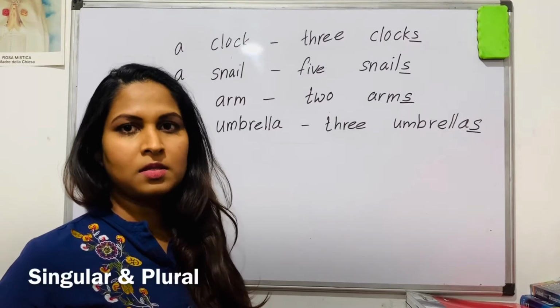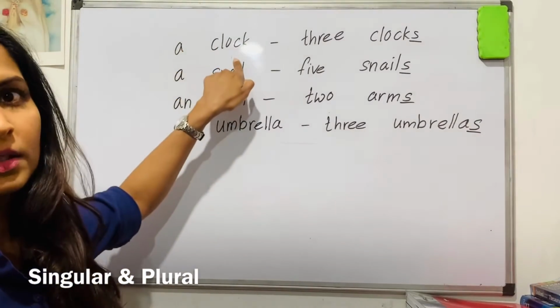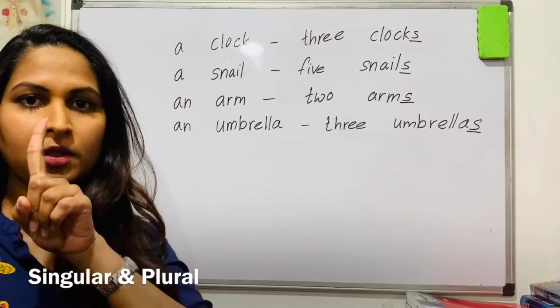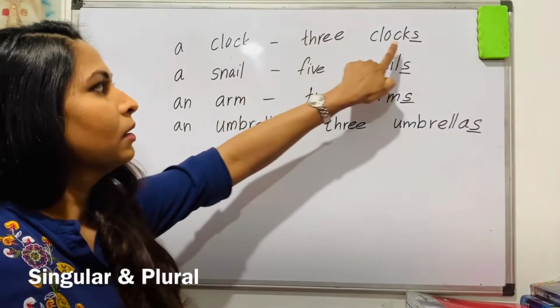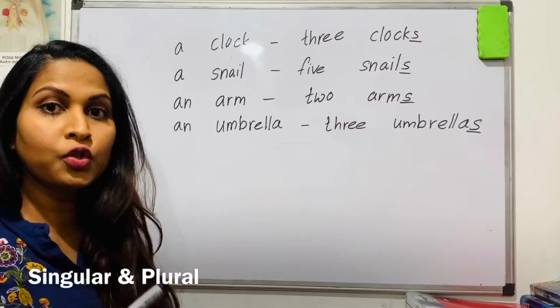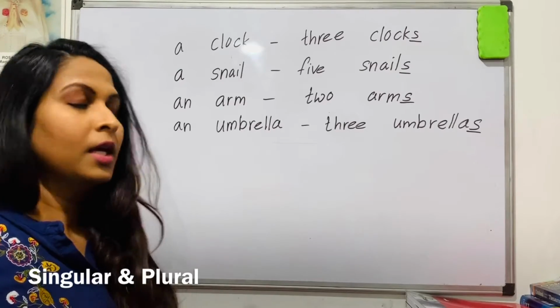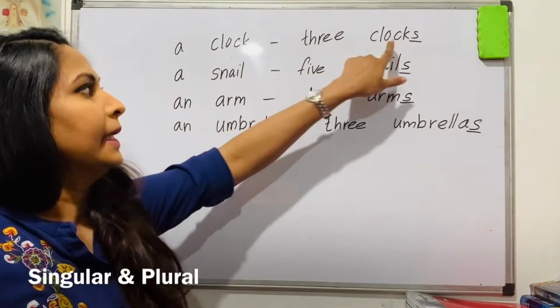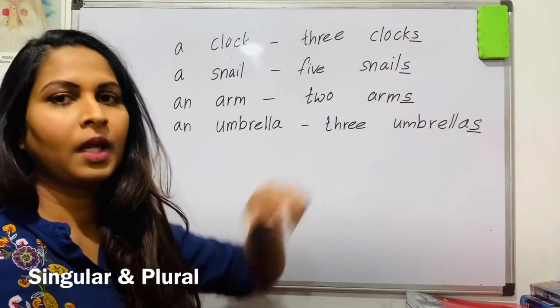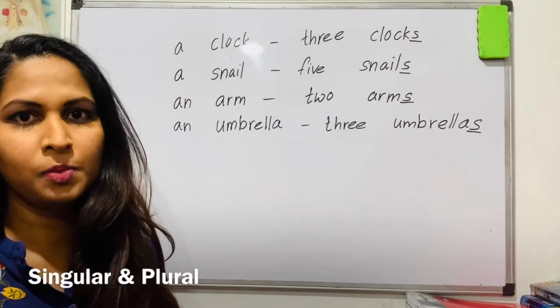Let's talk about singular and plural nouns. A clock, that means one clock. 3 clocks. If you have 2 or more, at that time you have to change the singular noun into plural. There are lots of rules when we are changing singular nouns into plural.